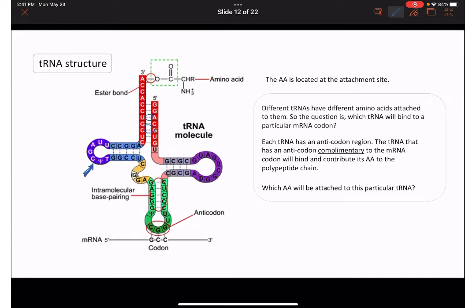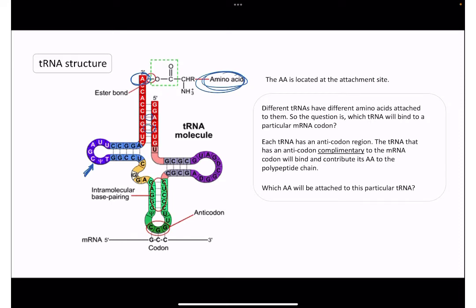And at the top of the tRNA molecule, up here, this is where an amino acid is going to be attached. Okay. And then another important region that we have to consider on the tRNA is called the anticodon region. Here we have a GCC codon, and because of that, we want to add a glycine amino acid.